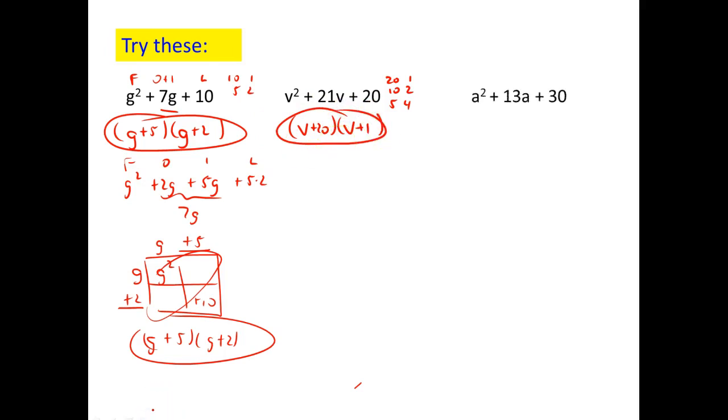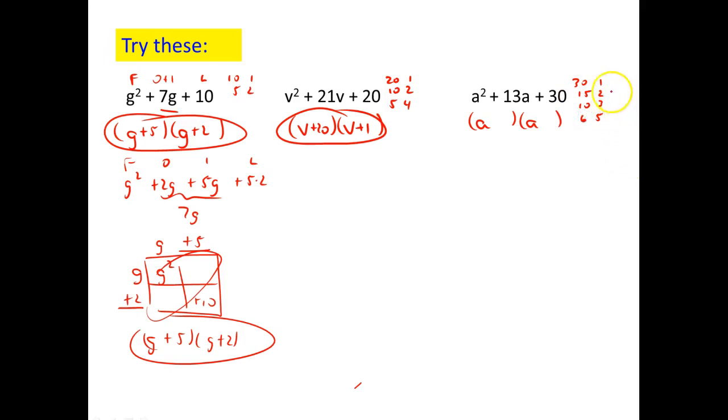Here's another one. Maybe pause the video and see if you can do this one. So I have an A and an A in the front. A few more possibilities in the back. We could have 30 times 1, 15 times 2, 10 times 3, or 6 times 5.